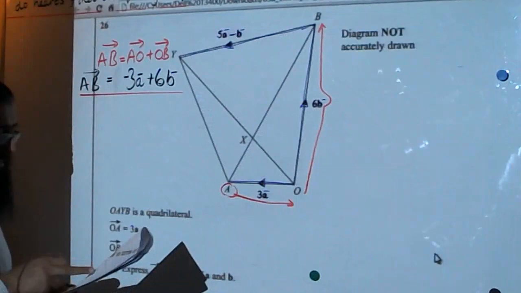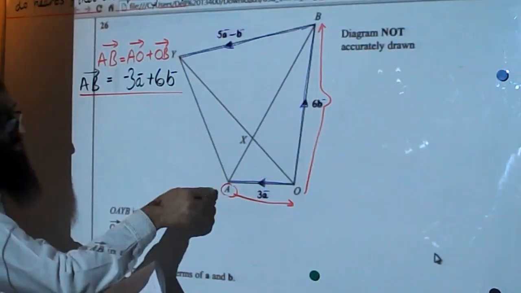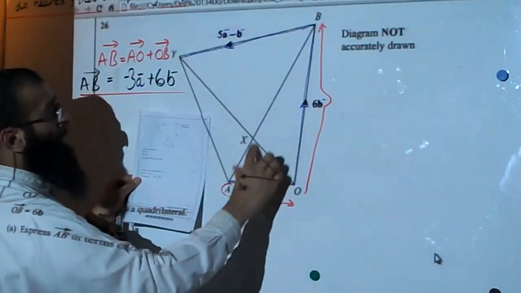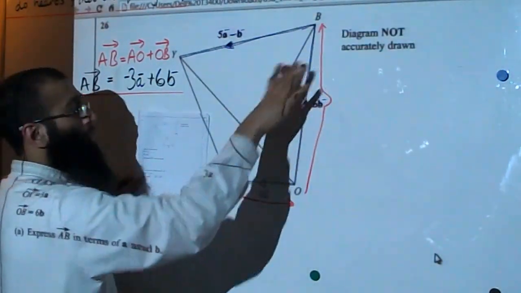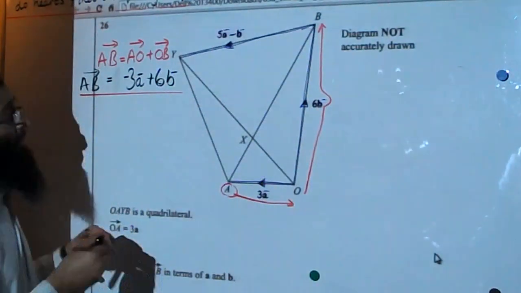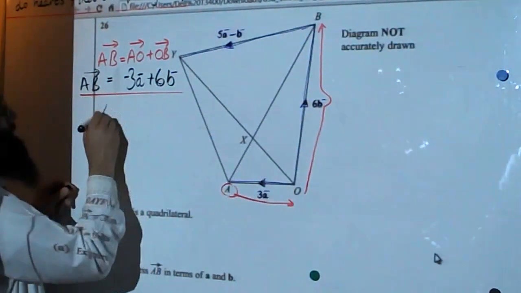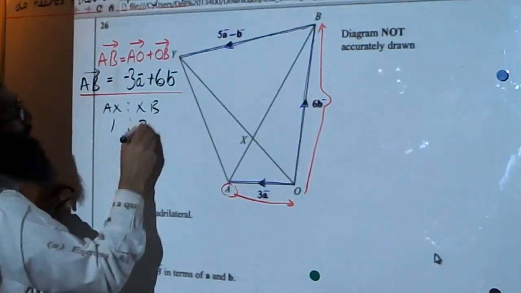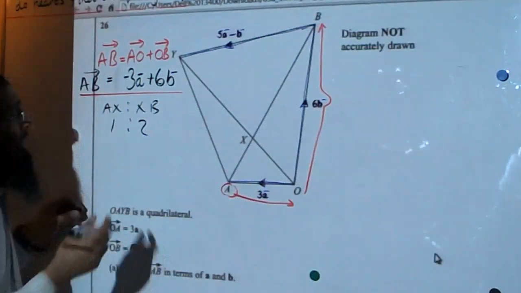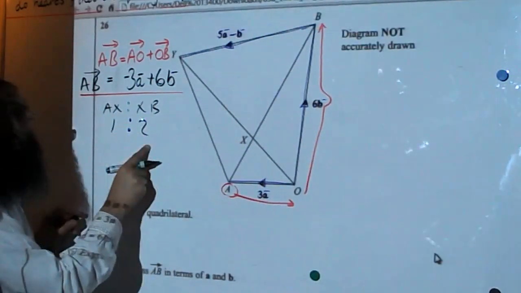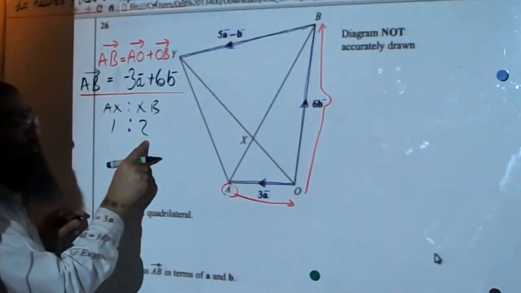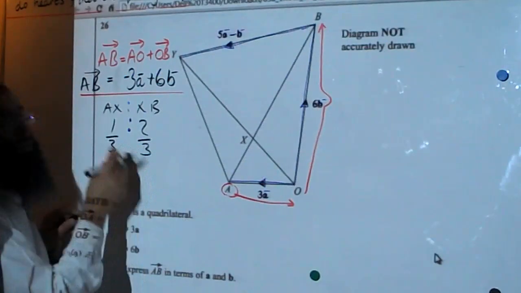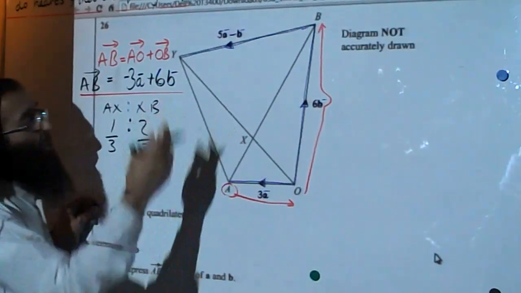So we've done A to B. X is the point on AB such that A to X and X to B is a ratio of 1 to 2. So they're telling us here that A to X is 1 and X to B is worth 2. And the way we look at that ratio is, we have 3 parts, 1 and 2 is 3, so that 1 is worth 1/3 and that 2 is worth 2/3. So 1 out of 3 and 2 out of 3 of the way up.